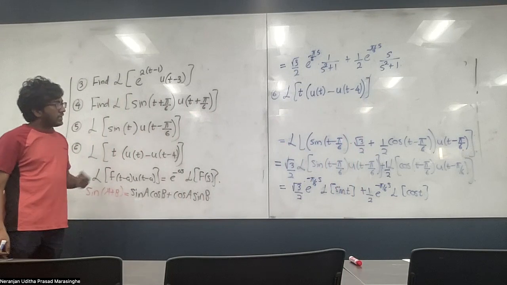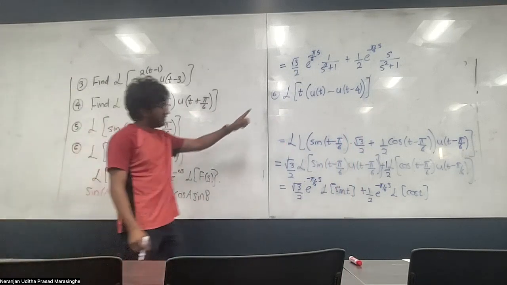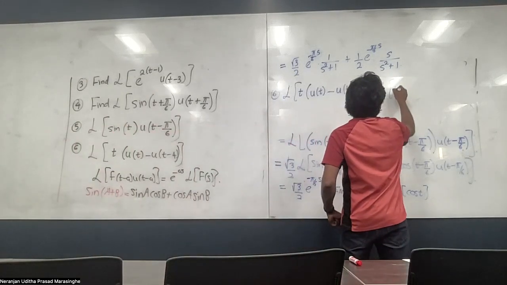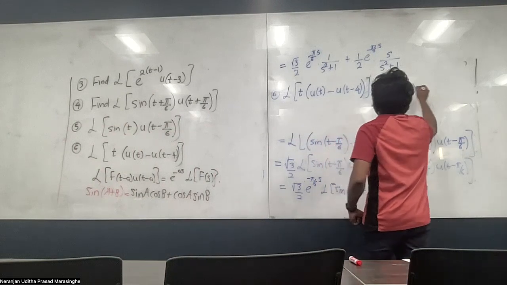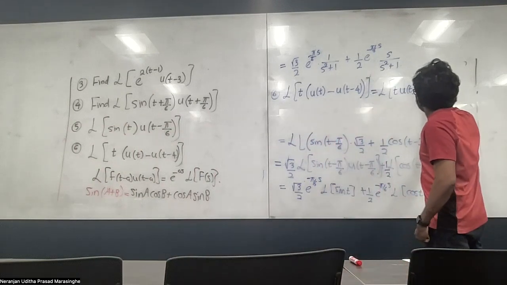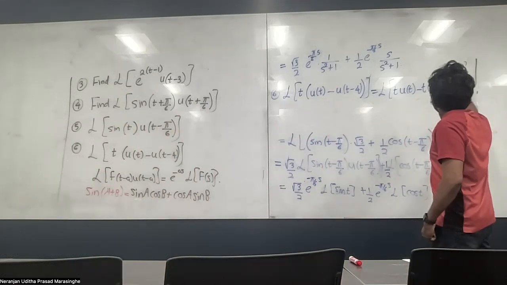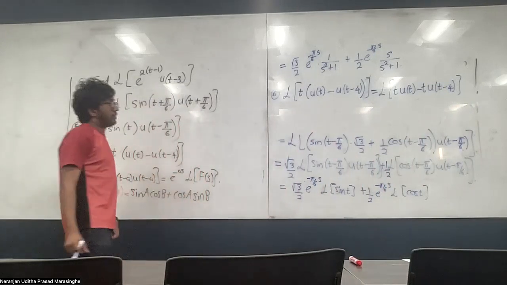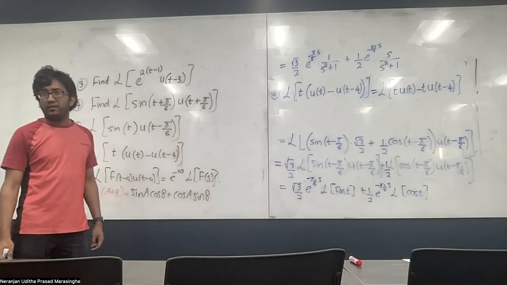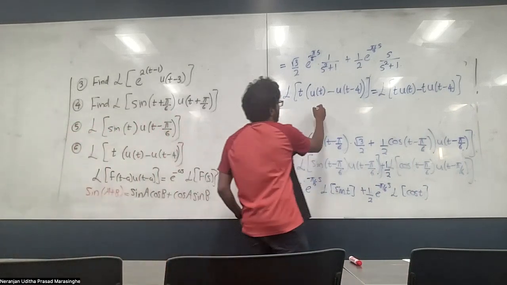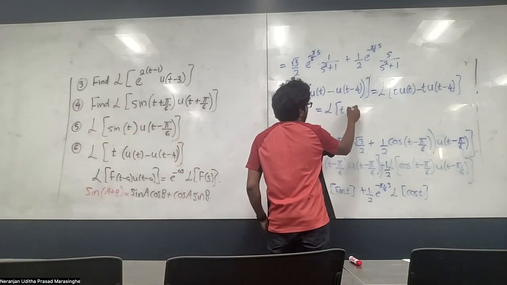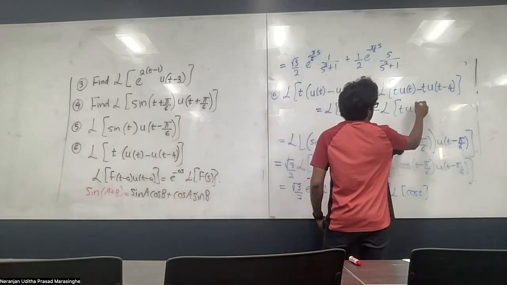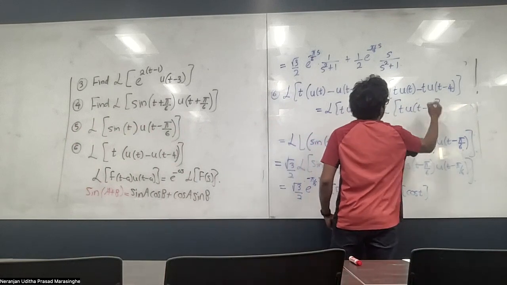Again, I would simplify this inside the bracket. So what would I have? The Laplace of t times u(t) minus t times u(t minus 4). Now I can apply linearity. So what would I get? Laplace of t times u(t) minus Laplace of t times u(t minus 4).